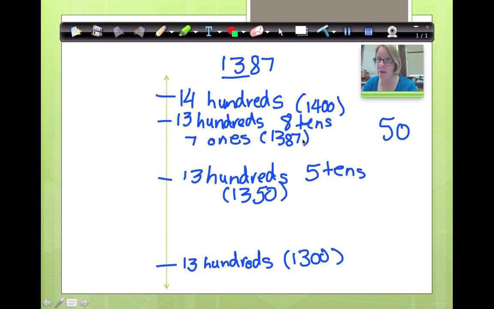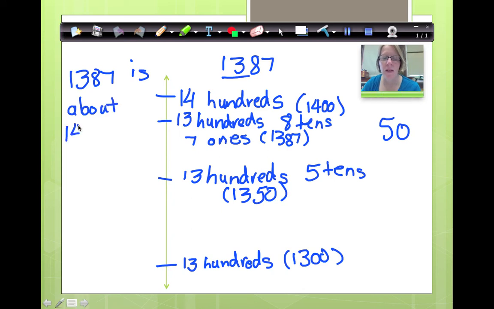Okay? So now we look to see if we're going to round up to the nearest 100 or down to the nearest 100. Remember, anything 5 and up, we round up. Anything 4 and below, we round down. Well, this is above the halfway mark, above our 50 point. So we're going to round it up. So we can say over here that 1387 is about 1400.